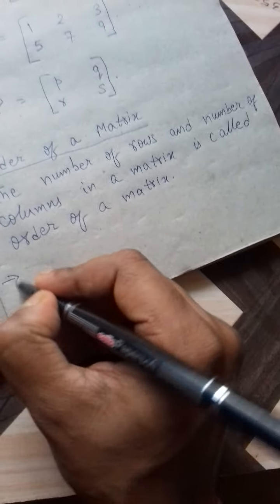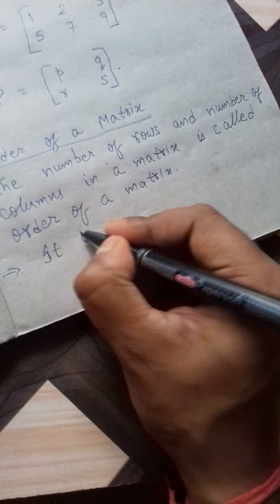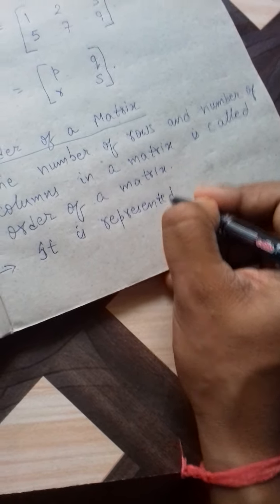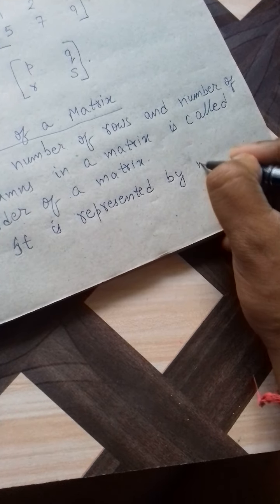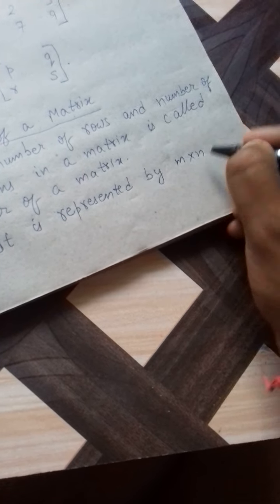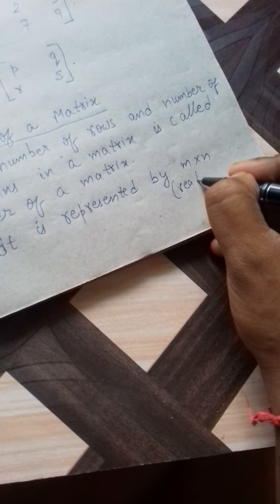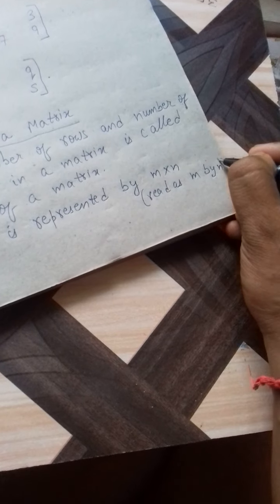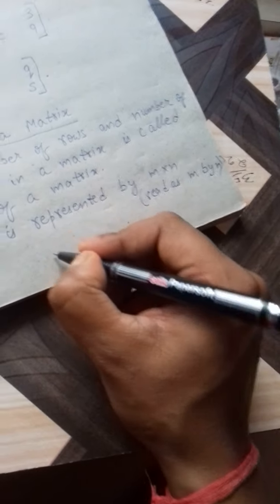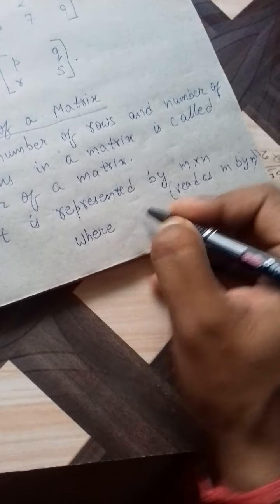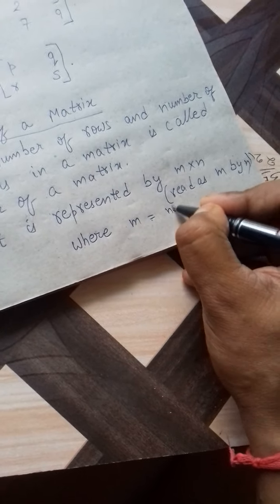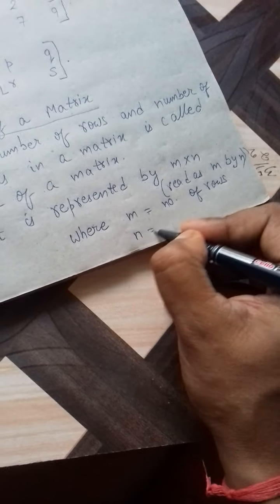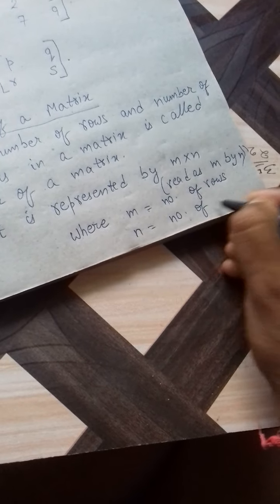And it is represented by M cross N, and we will read it as M by N, where M is the number of rows and N is the number of columns.